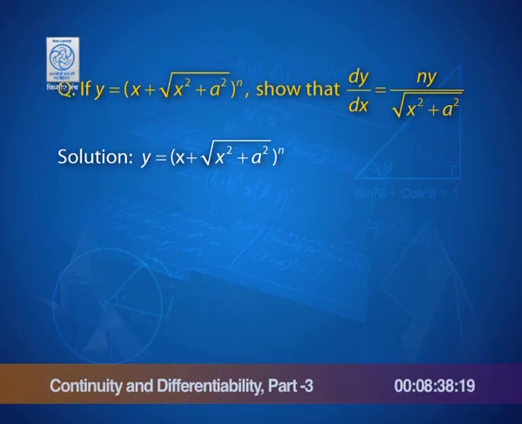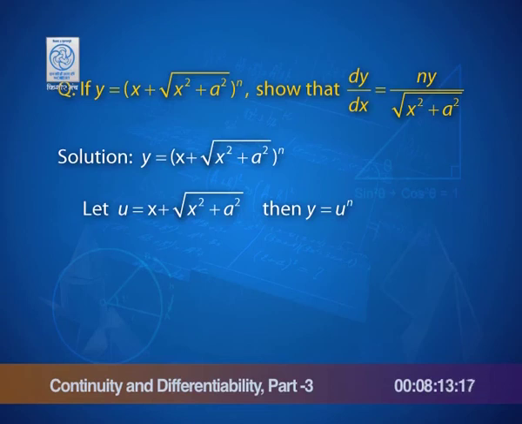This sum is raised to the power n. So, there are definitely more layers involved in this function. Let us see what we will do as we start the derivative. Let us take the inner function, that is the function which is the base, to be u. So, let u be x plus root of x square plus a square.